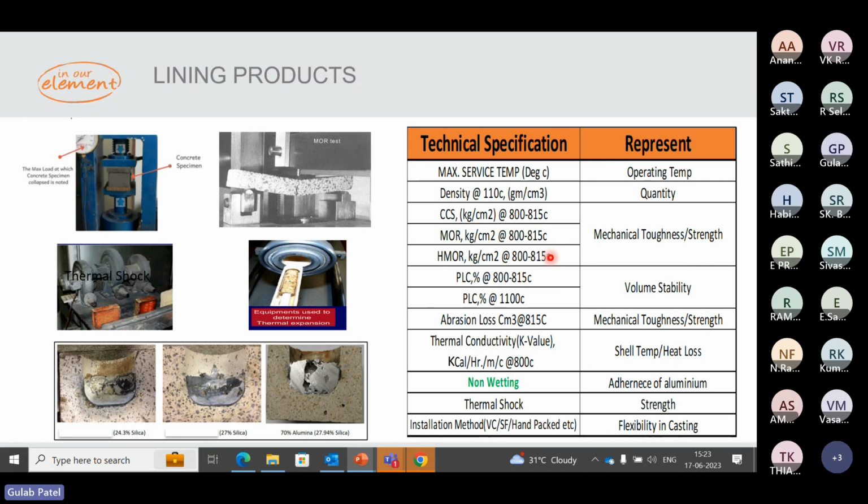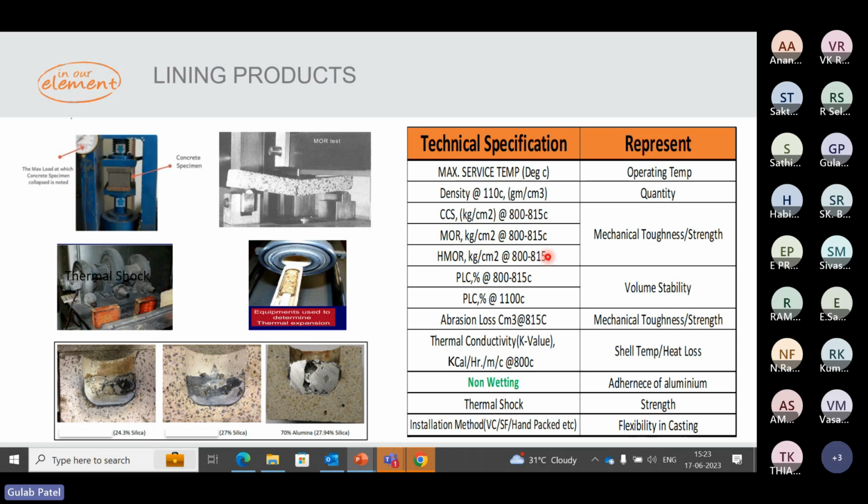And non-wetting is a very important parameter when you are selecting a refractory product to be applied in the metal contact area. Thermal shock, again: the product has to be designed for the best possible performance where you have very frequent cooling and firing of the burner, that means cooling and hot conditions very frequently. So the best-designed thermal shock refractory product is going to give you the best result in that area.